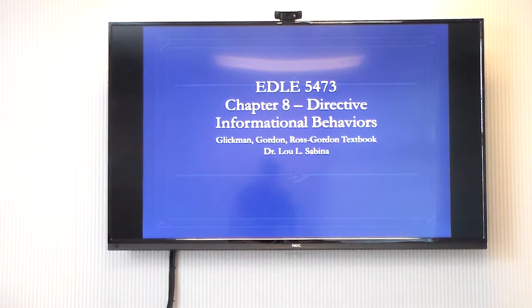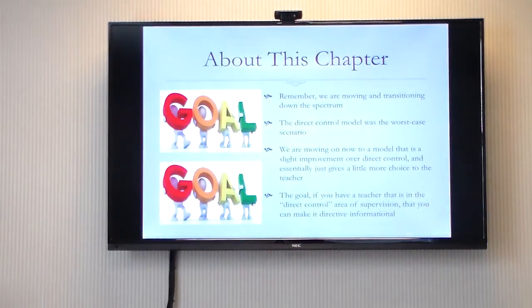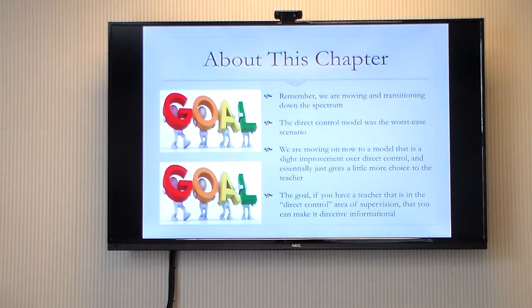So hi everybody, we are now looking at chapter 8 in the Glickman-Ross-Gordon textbook, and this one is looking at directive informational behaviors. Remember what the point of this chapter is. We're transitioning down the spectrum. This is a slight improvement over direct control. It is an improvement, but it is a slight improvement. I think that's important because it's showing that there are models that are going to be more teacher-centered.